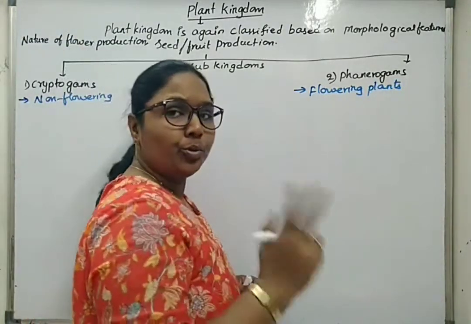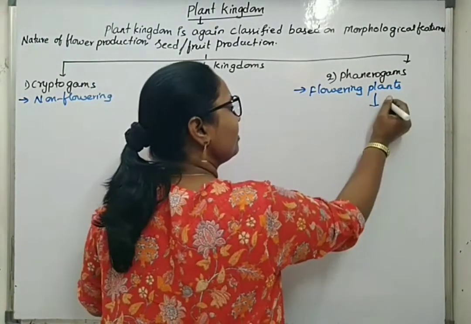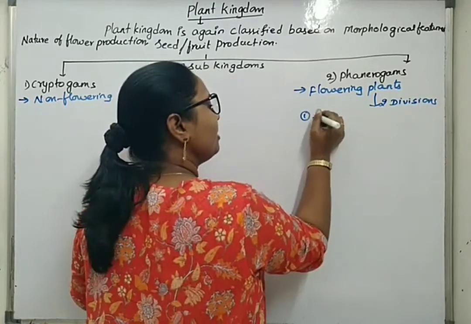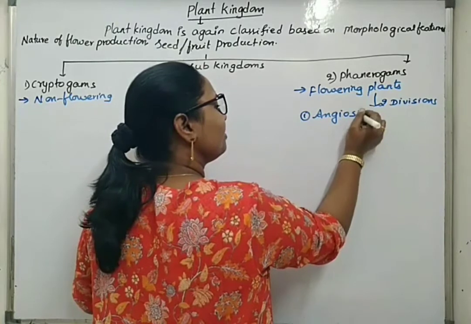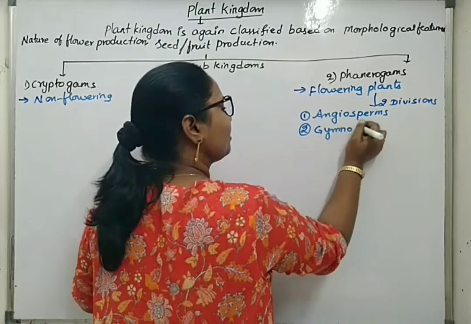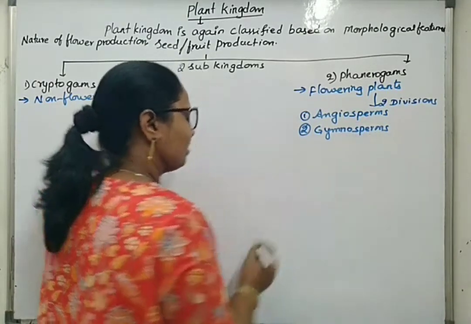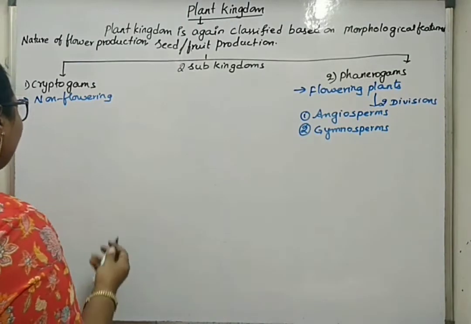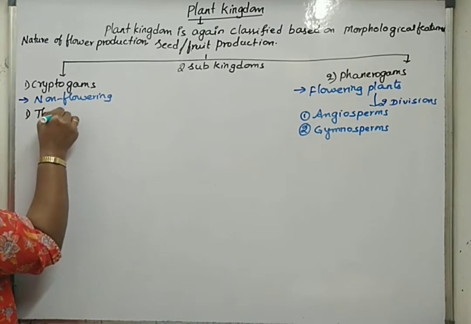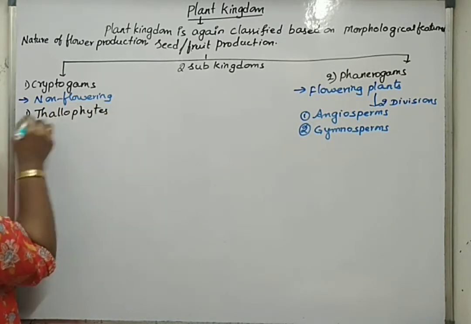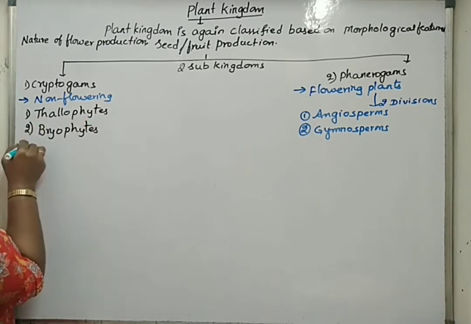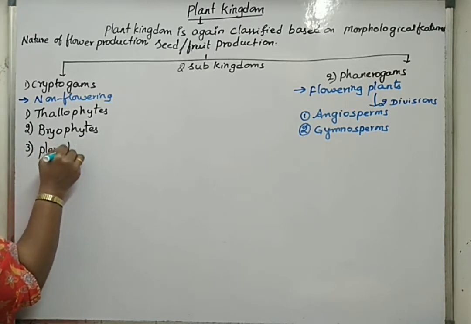Phanerogams are divided into 2 divisions again: first, angiosperms, and second, gymnosperms. Under non-flowering plants, the first one is thallophytes, the second is bryophytes, and the third is pteridophytes.